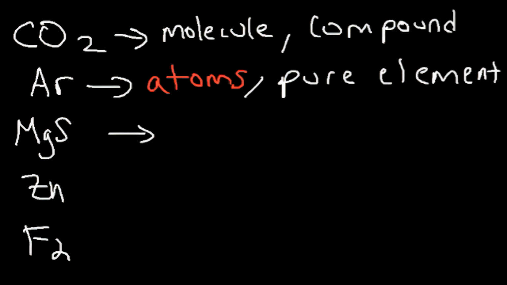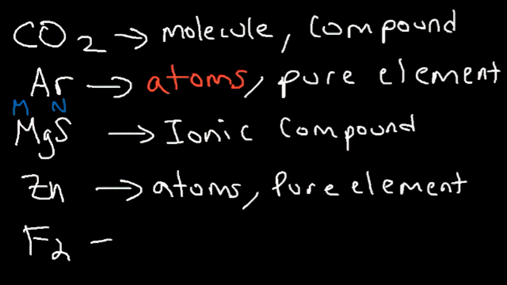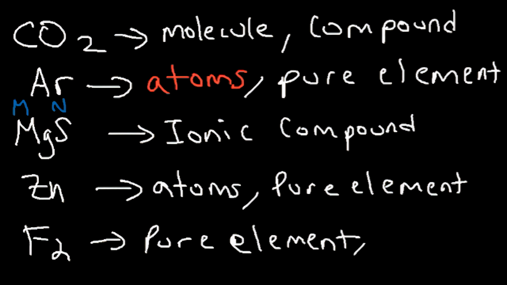Magnesium sulfide. This is composed of a metal and a nonmetal. So it's ionic, and it's a compound, so it's an ionic compound. Anytime you have a compound, it's never going to be a pure element. Zinc is composed of atoms, but these atoms are covalently bonded to each other. And zinc is a pure element. We only have one type of element in this substance. Fluorine is a pure element, but it's also a molecule because it's an individual particle that is composed of two atoms.